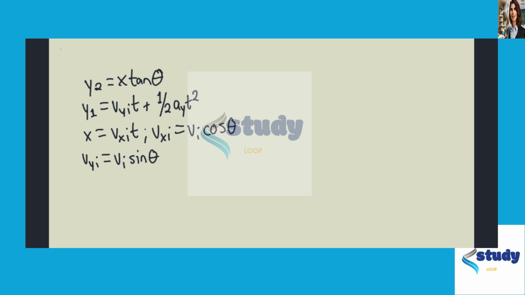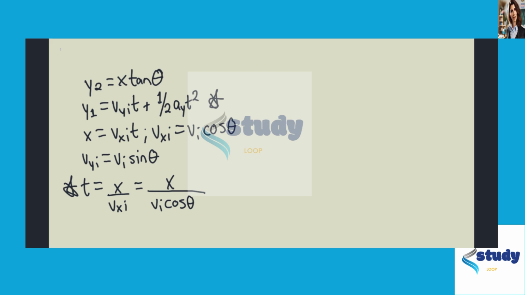We can solve the horizontal equation for the time of flight, and then insert that into the vertical motion equation. So t is going to be equal to x divided by vx initial, which would of course equal x over v initial cosine of theta. Now we're going to plug this t into the second equation here.